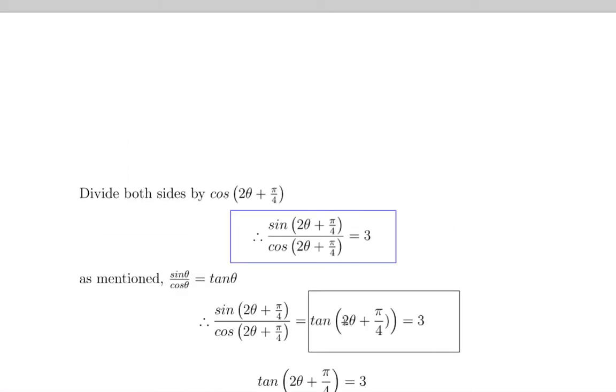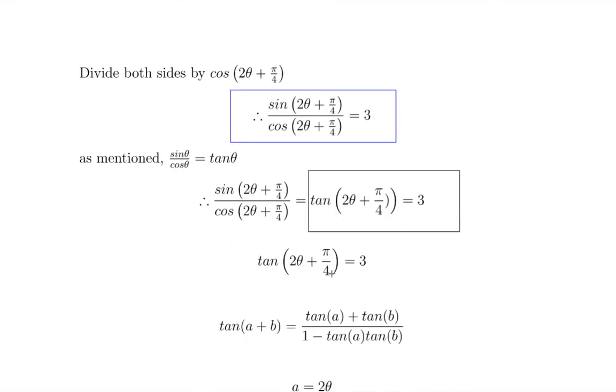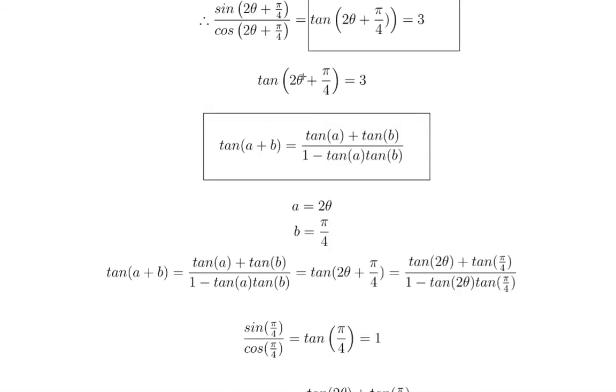Okay, so we're now at the stage where we know that tan(2θ + π/4) is equal to 3. That's what we're aware of. Since this is the case, we can now also utilize this equation here, wherein you can see by comparison that if we compare A, A is 2θ, and B is π/4.